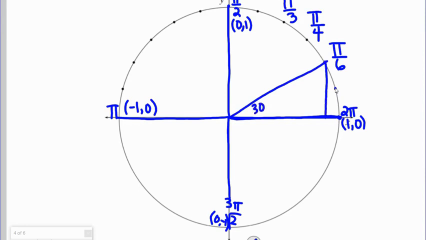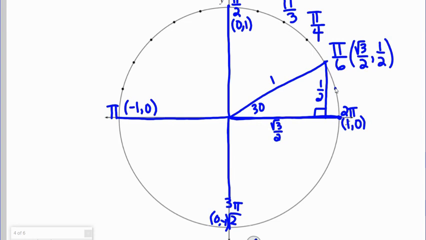Okay, so if you think back to what we did with special right triangles in the beginning, we said that this was 1. We said that this was square root 3 over 2, and we said that this was 1/2. So for 30 degrees, that would mean that the x coordinate is square root 3 over 2, the y coordinate 1/2.